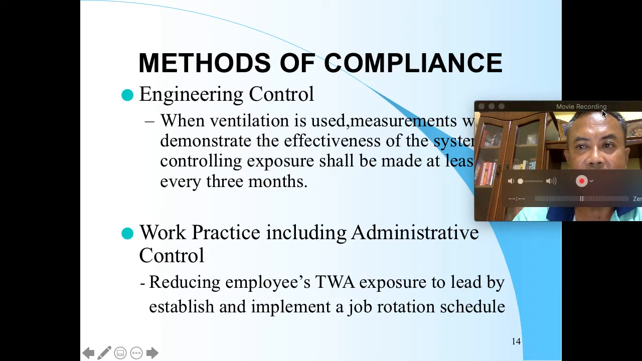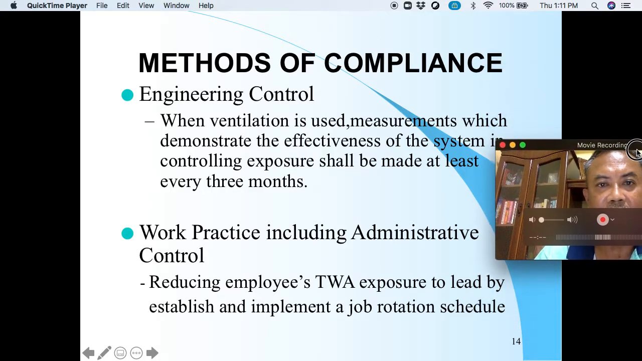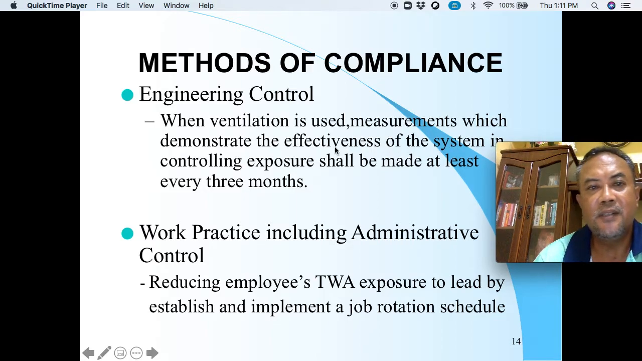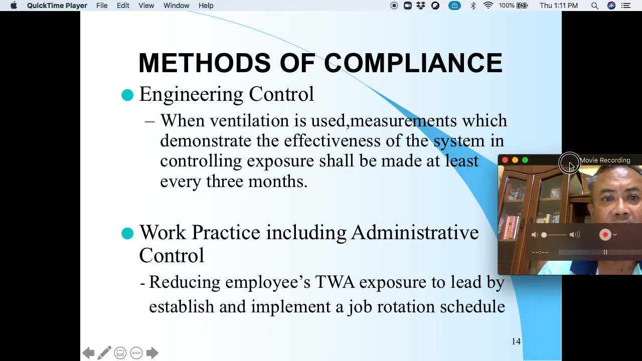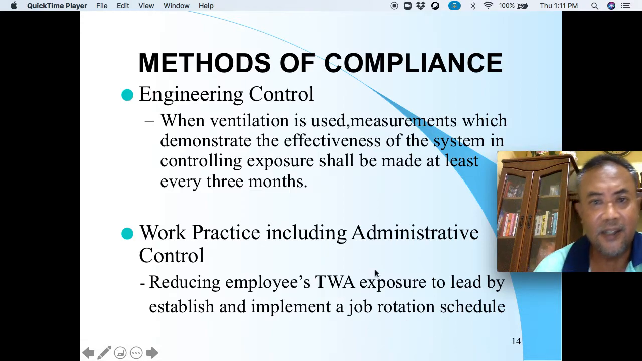And then in terms of compliance, they have to do engineering control, ventilation. When ventilation is used, measurement which demonstrates the effectiveness of the system in controlling exposure shall be made at least every 3 months. So there must be a system in controlling exposure. For example, there is a guideline. I will show you the engineering control.